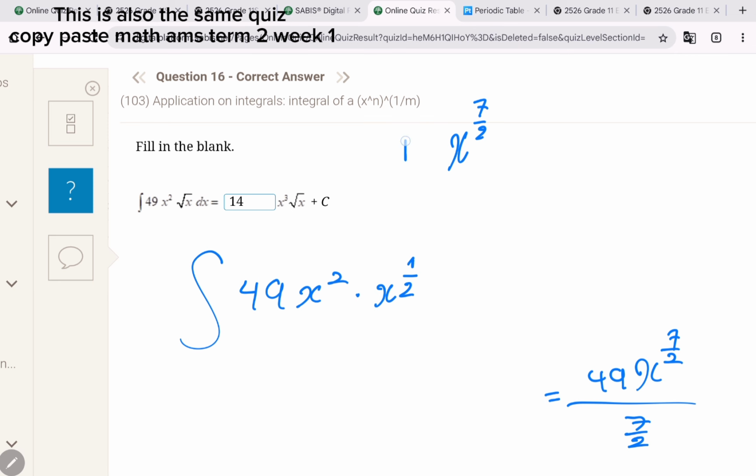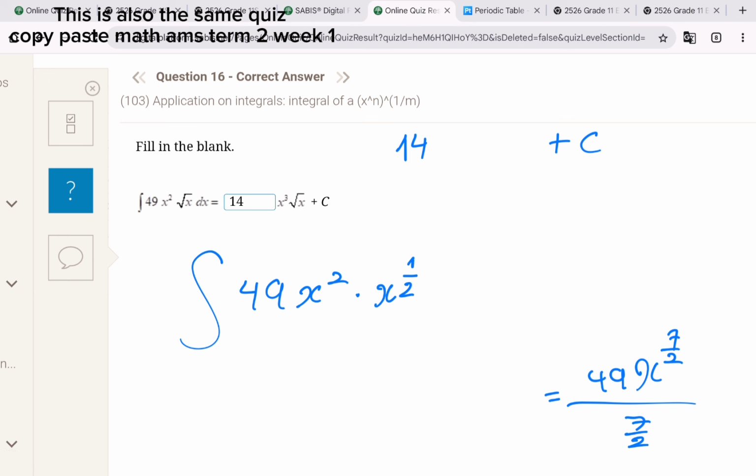When you simplify this, you can go on your calculator, 7 over 2. And what would you get? You would get 3.5. So 7 over 2 is improper. As a decimal number, it's 3.5. So x cubed, x to the half, change x to the half into how it was, so radical x. So 14x cubed radical x plus c, this is my final answer. We'll move on now to question number 17.